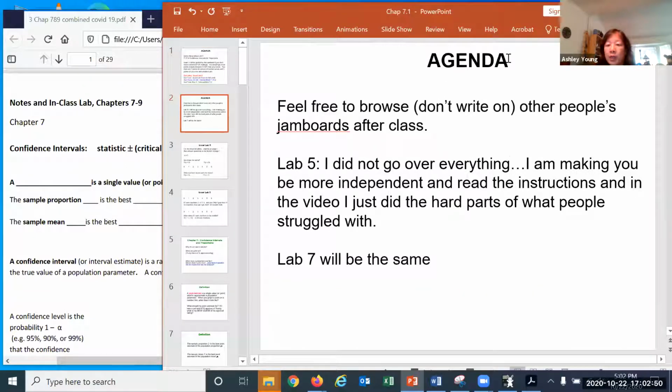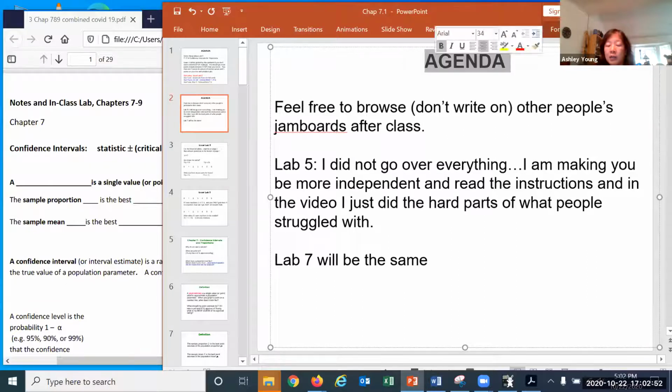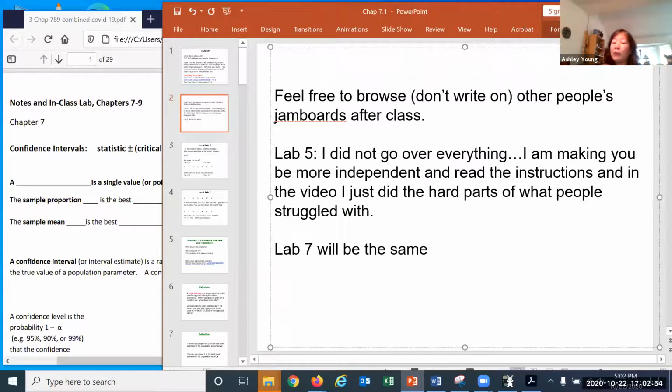Okay, so first I want to talk about a couple things. One is after class, if you have questions, feel free to browse on, don't write on, but browse on other people's Jamboards after class. That's totally free game. Like if you were like, I didn't understand how to do this, it looked like they got it, feel free to hop around and see what other people did. That's totally fine. Just don't go defacing their stuff or writing on their stuff. Only I can do that.